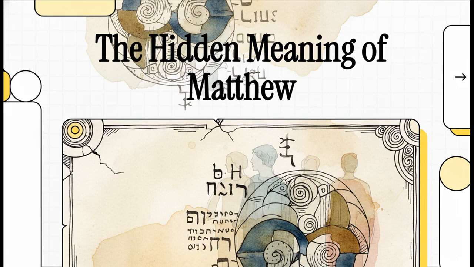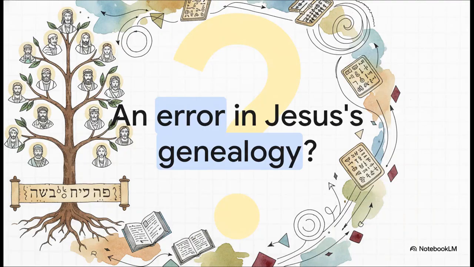Let's dive right into the very first chapter of the New Testament. We're going to uncover what might be a 2,000-year-old mistake, or just maybe a brilliant hidden message. It's a puzzle, really, full of missing numbers and secret meanings, all tucked away in the family tree of Jesus, as recorded by Matthew. So you open up the Gospel of Matthew, and right there at the start is this super detailed family tree, tracing Jesus' line all the way back to Abraham.